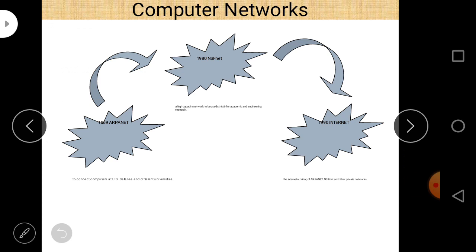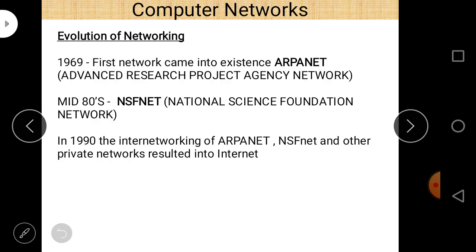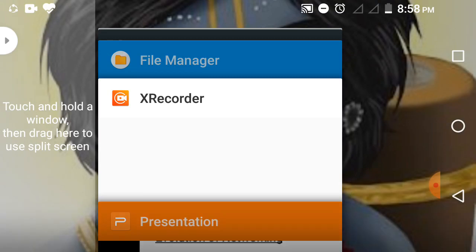This is a diagram which tells the story about the internet. Evolution of networking. As we know, in 1969 the first network came into existence. ARPANET is the first network, and its full form is Advanced Research Project Agency Network. In the mid 80s, NSFNet, National Science Foundation Network. And in 1990 the internetworking of ARPANET, NSFNet, and other private networks resulted in the internet. So this is the evolution of networks.